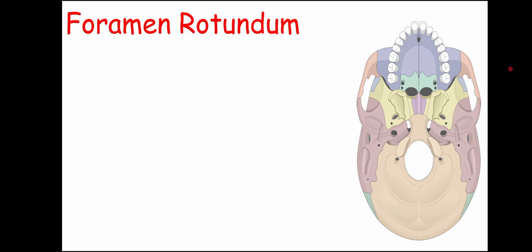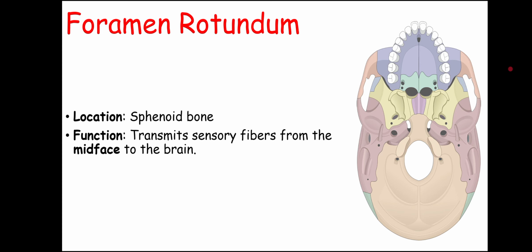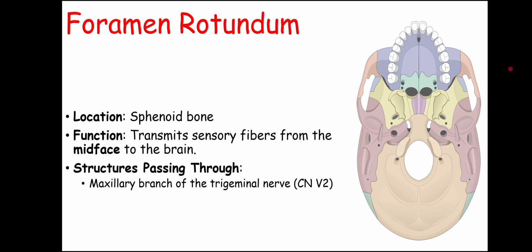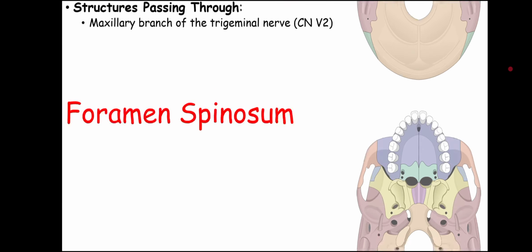Next foramen is foramen rotundum. Location is sphenoid bone. Function is to transmit sensory fibers from the midface to the brain. Structure passing through foramen rotundum includes the maxillary branch of the trigeminal nerve.